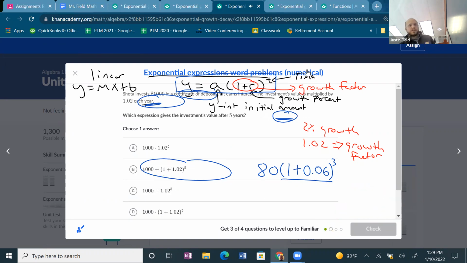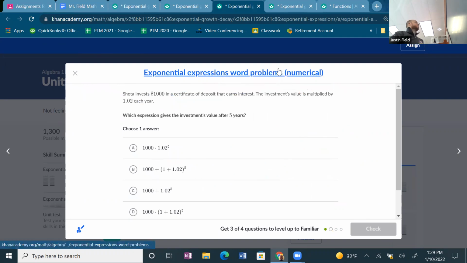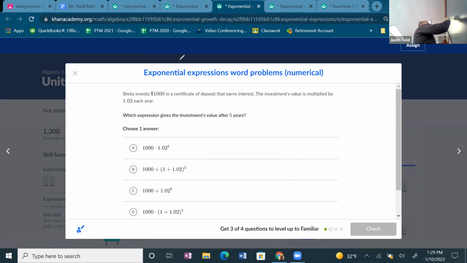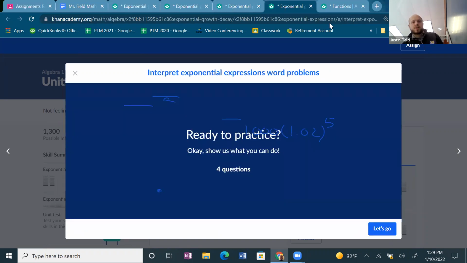All right, let's try one more here. Shada invests $1,000. So that's going to be my a. Here, see, they didn't give us a percent. They gave us a factor this time. And the value after 5 years. So it's going to be 1,000 times 1.02 to the 5. Pretty simple. And so when you're trying to do this multiple choice, just stay away from the plus signs there. All right. Should be good to get you started.